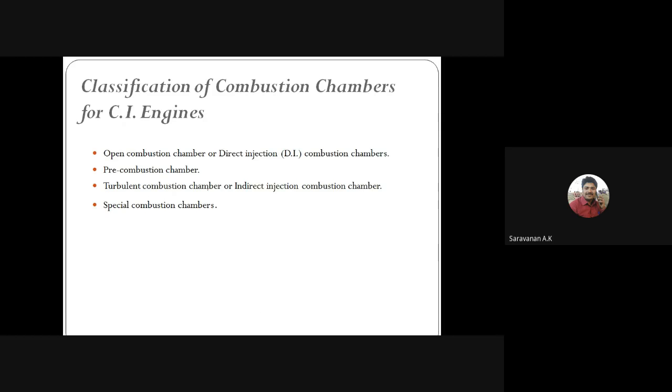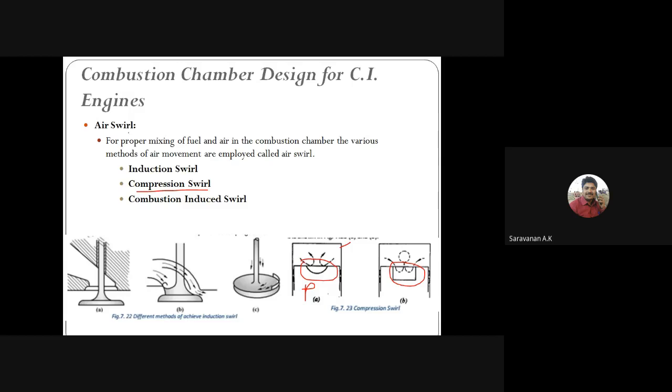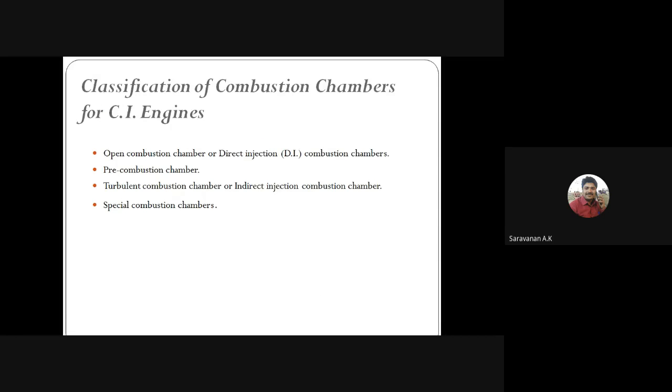The proper mixing of the air and fuel, right? So here we have air swirl for the proper mixing of the air and fuel, for better combustion, for better economy. So the combustion chamber design is a very important one, right?